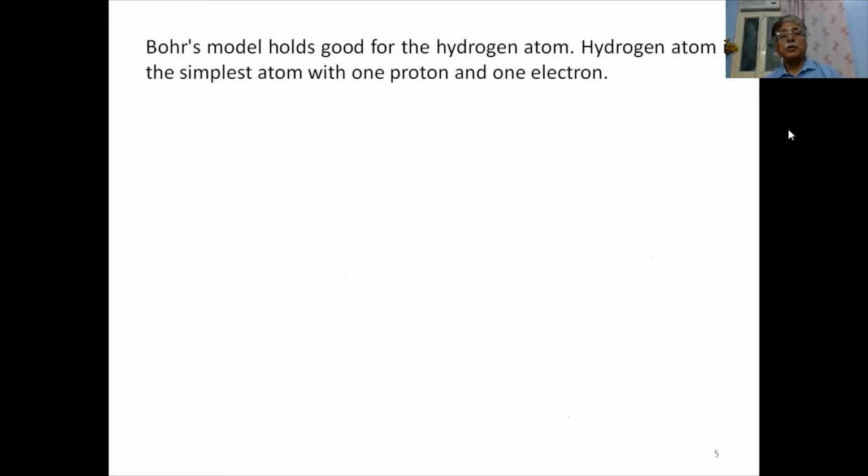Bohr's model holds good for the hydrogen atom. And what is the hydrogen atom? Hydrogen atom is the simplest atom with one proton in the nucleus and one electron.